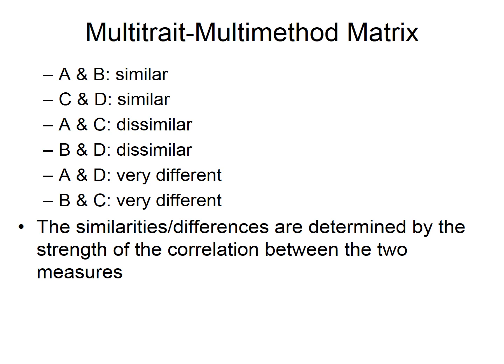B and D should also be dissimilar, but there should be some relationship, because these are the clinical ratings, and that rater probably has some similarity in how they rate things. But again, B is the clinical rating of depression, D is the clinical rating of anxiety. Now, A and D, different constructs and different measures. So a self-report on depression and a clinical rating of anxiety should be very different, very little relationship. And same with B and C.